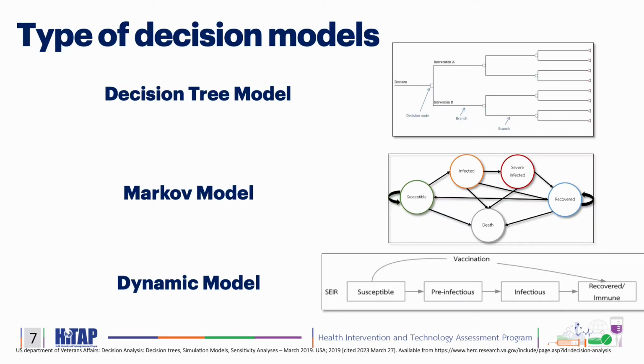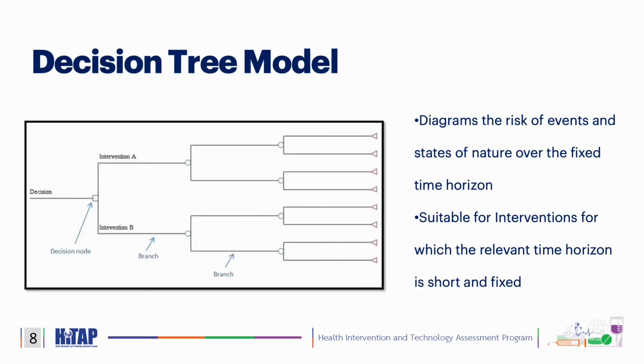There are 3 types of decision models I'd like to mention today, including the decision tree model, Markov model, and dynamic model. So the decision tree model is a simple way to compare between 2 interventions in a short and fixed time horizon. As you can see here, starting from making the decision of each intervention and until the end of the model, the decision tree model will not allow recurrent events to happen.